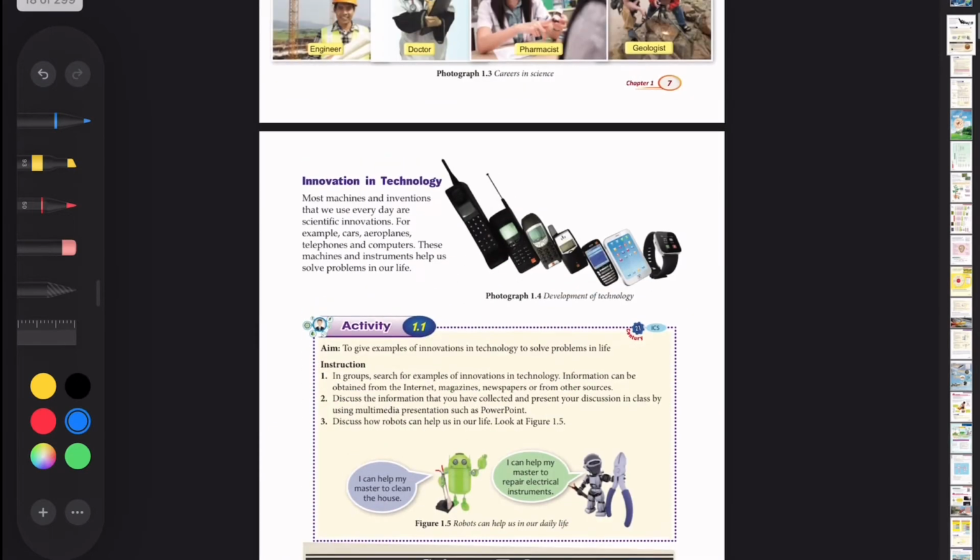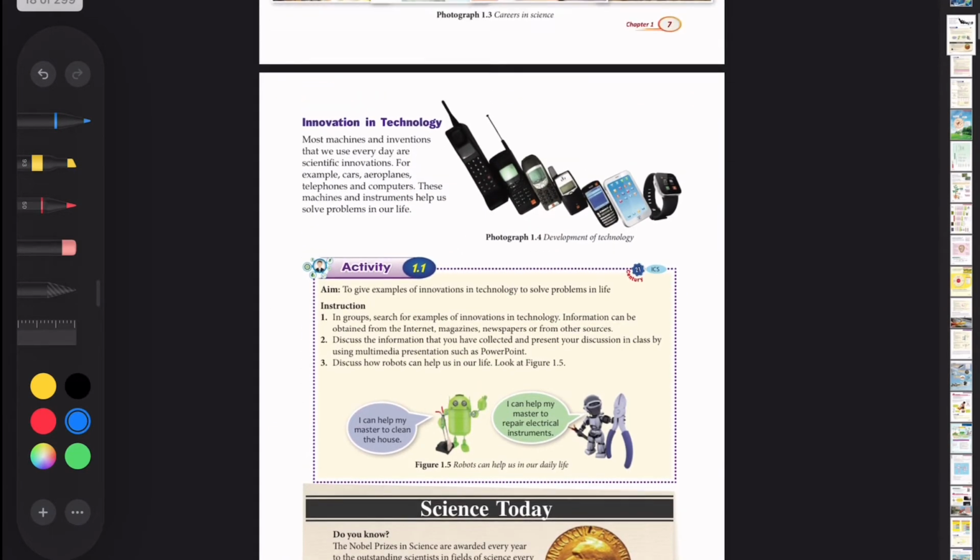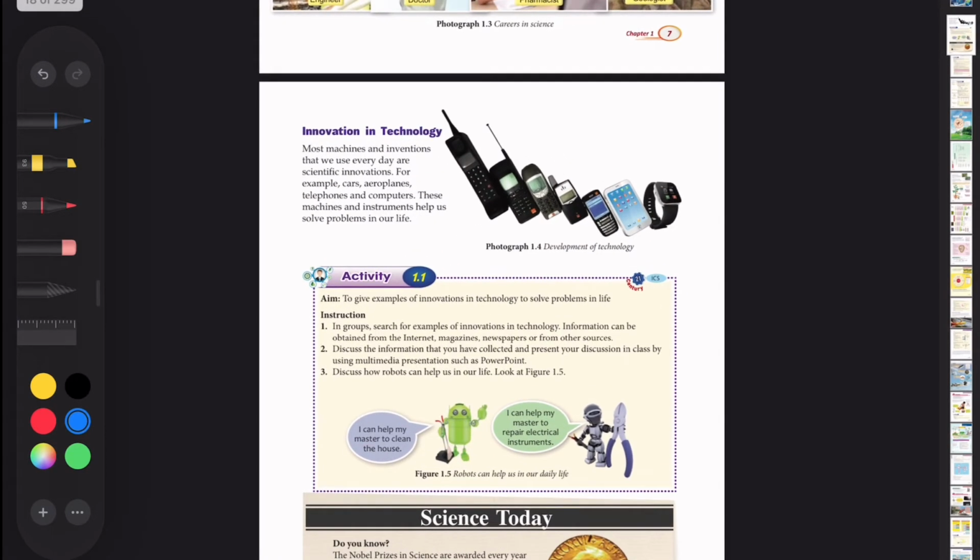Okay, so next would be innovation in technology. I don't think I need to say much about this. As you can see, last time we started with a huge brick-like structure, stone, and now we can even communicate from the watch.